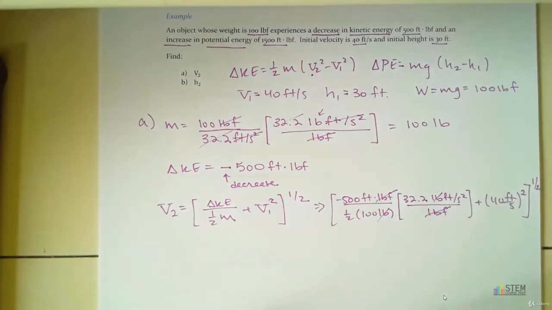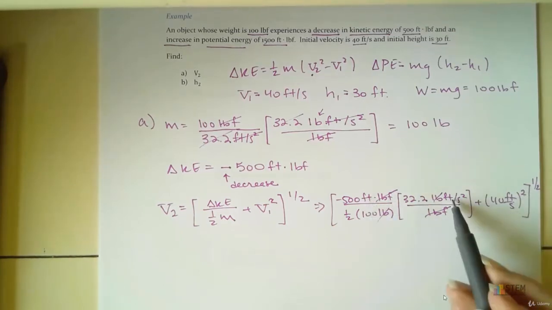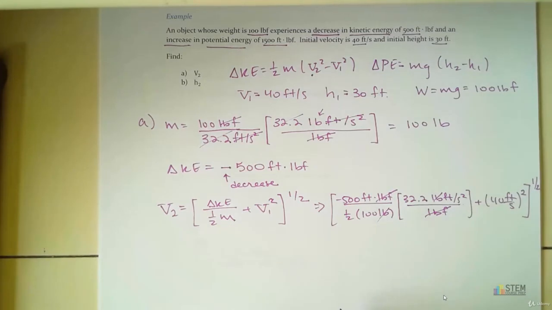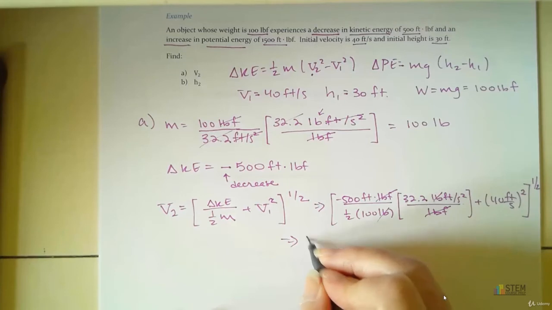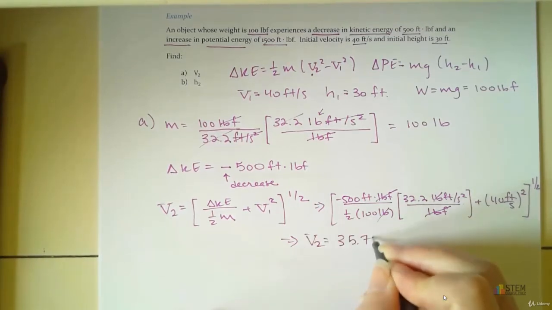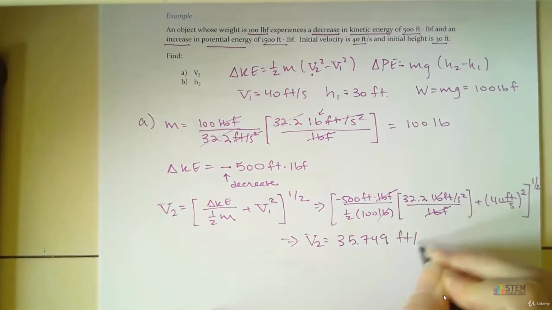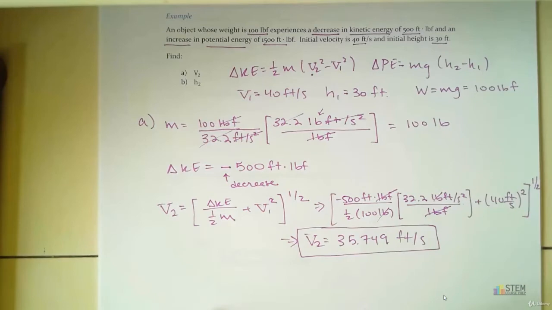Now notice your units here, you've got feet squared over second squared, and then here you'll have feet squared over second squared. All right, and then when you take the square root of all that, it ends up being feet per second, which is exactly what we want. Okay, so now just do the math in here, take the square root, and you'll get that your final velocity is 35.749 feet per second. All right.